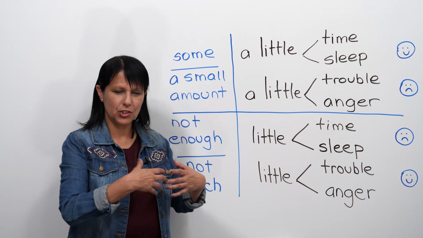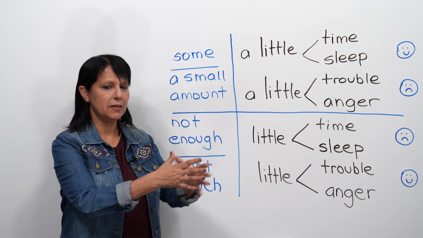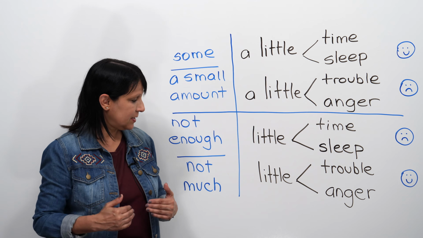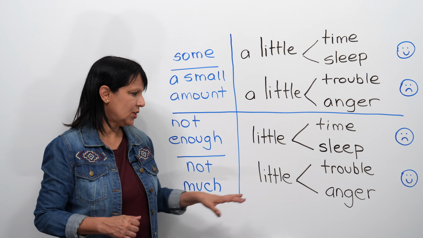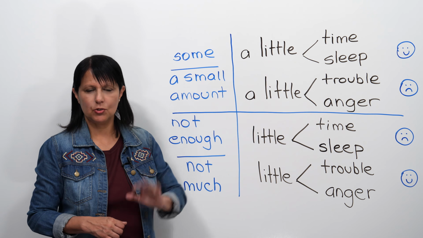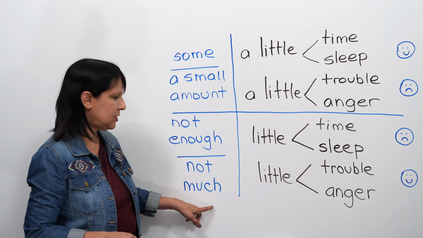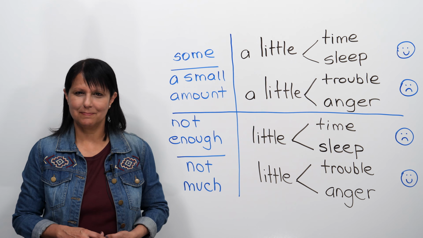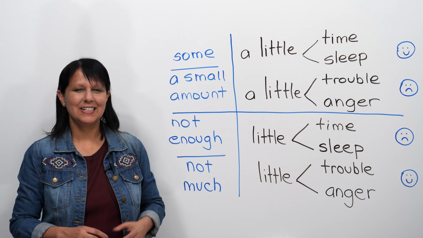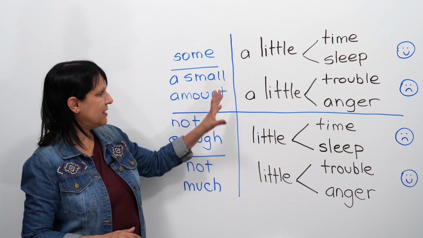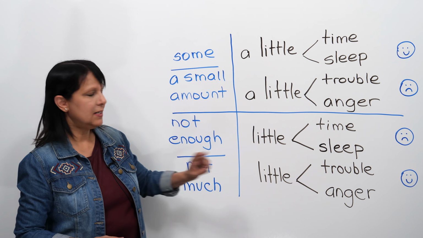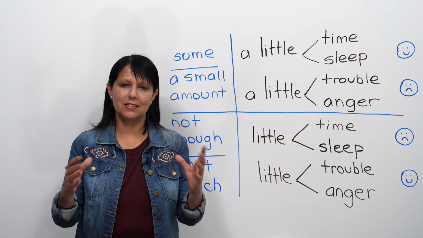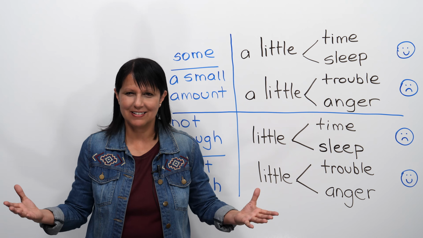She has a little anger. She has some anger, a small amount of anger towards him. But if I said, she has little anger towards him, it's okay. She got over it. That means she doesn't have much anger towards him, okay? So now you see that these words, a little and little, can have such a difference in meaning, right?